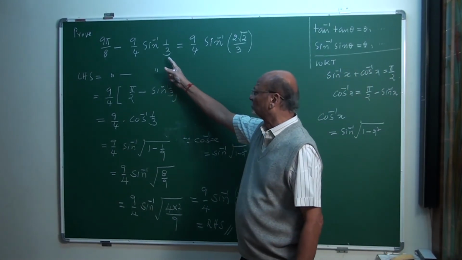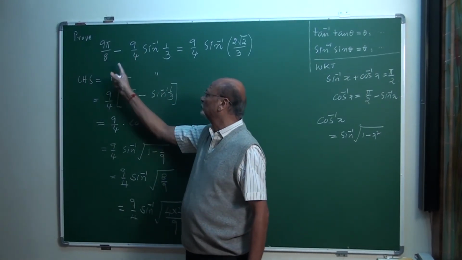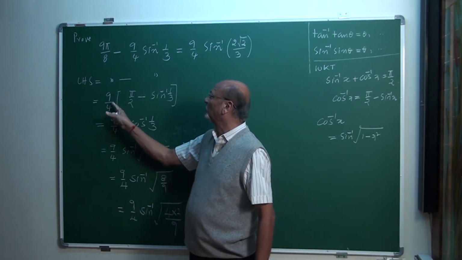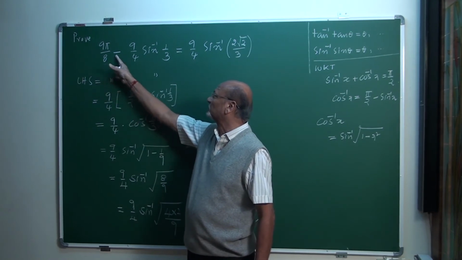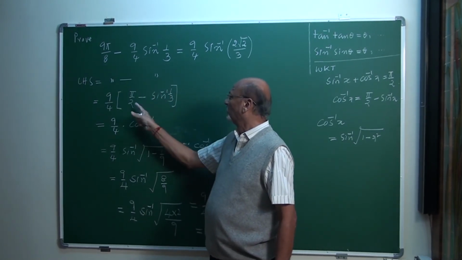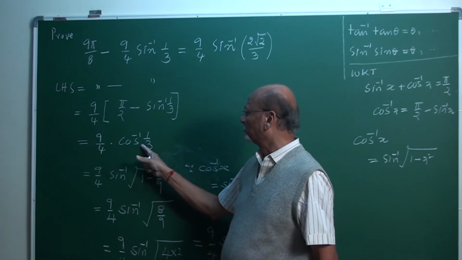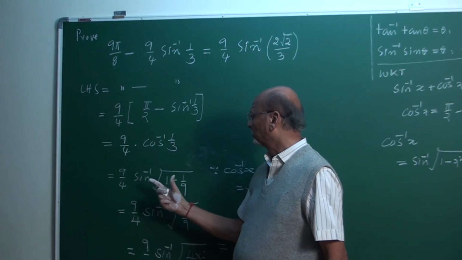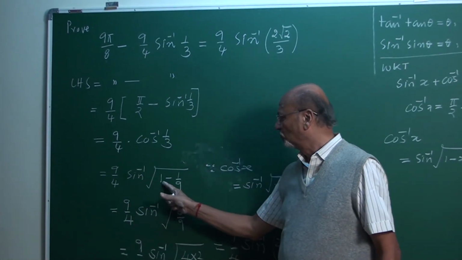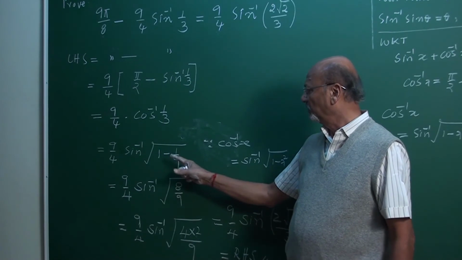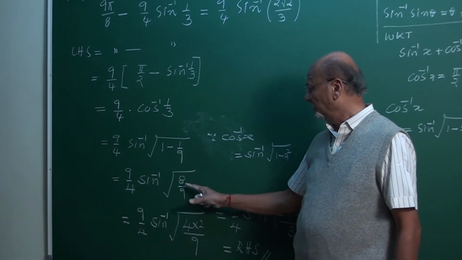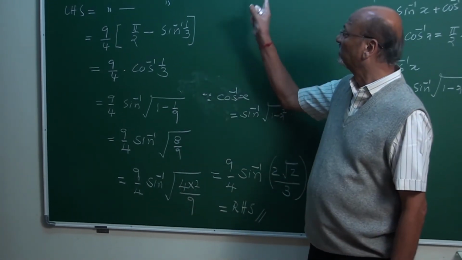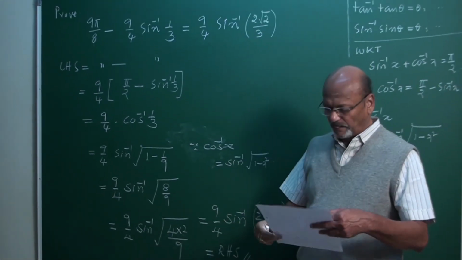You write LHS. Observation: 9 is common in the numerator, 4 is common in the denominator. Taking 9 by 4, you are left with pi by 2 minus sine inverse. Pi by 2 minus sine inverse is cos inverse. Convert this cos inverse to sine inverse: root of 1 minus x square. 9 minus 1, 8 by 9. 8 can be written as 4 into 2 upon 9. 2 root 2 upon 3 is your LHS. Yes, my friend.